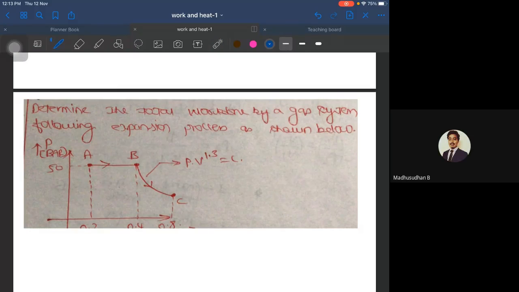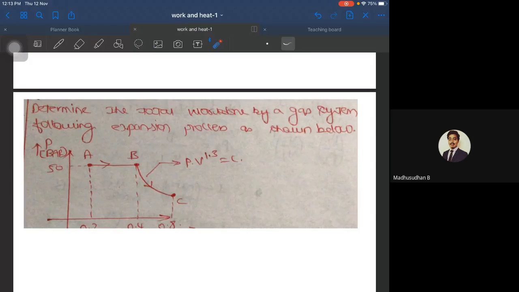Two. So one process is A to B. The second process is B to C. That means you need to calculate the work done from A to B and the work done from B to C. Then you have to add both. That is W_AB plus W_BC. You have to calculate and add it. So that is what is required.